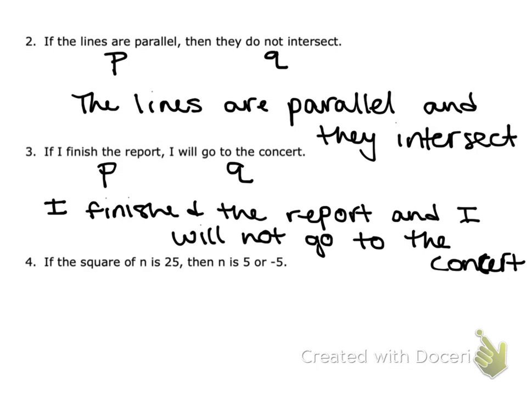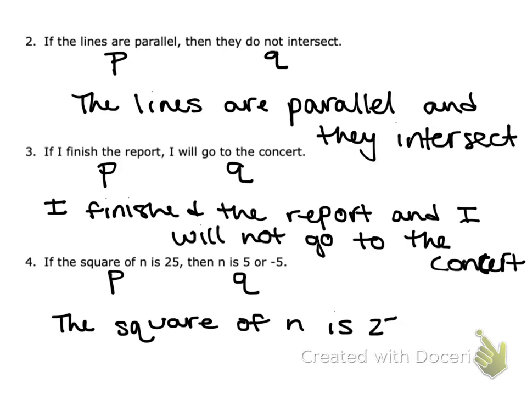Okay, last one there. If the square of n is 25, that's our P, then n is 5 or negative 5. That's our Q. How would we negate that? Hannah? The square of n is 25 and n is not 5 or negative 5. Perfect. The square of n is 25 and n is not 5 or negative 5. And again, because that's one we know well, we know that's nonsense, so we did a good job.